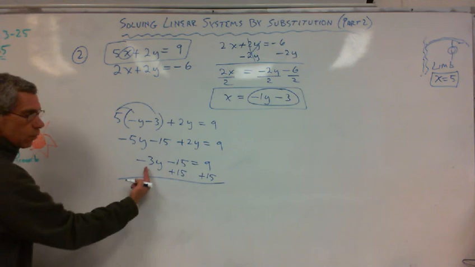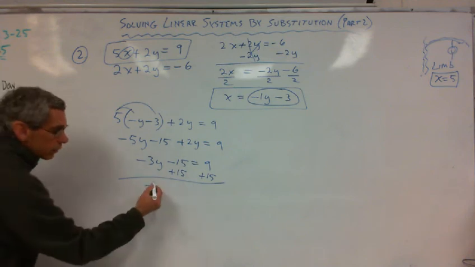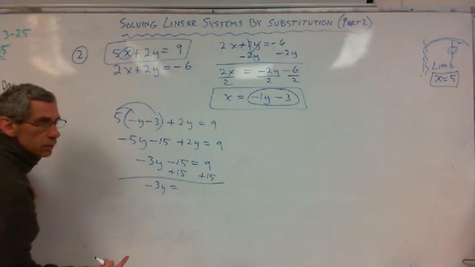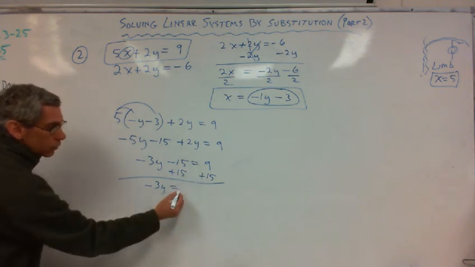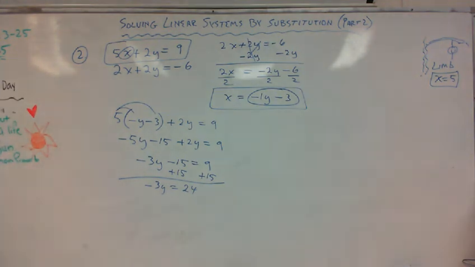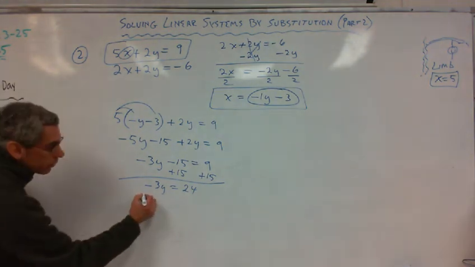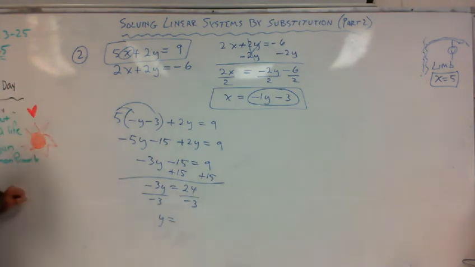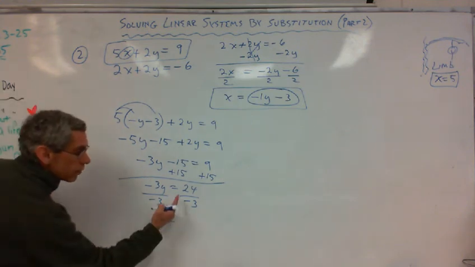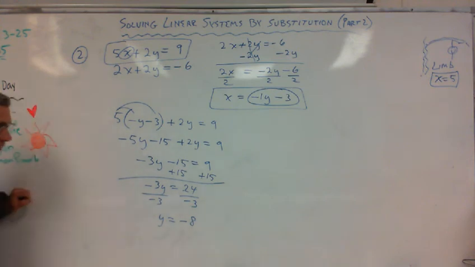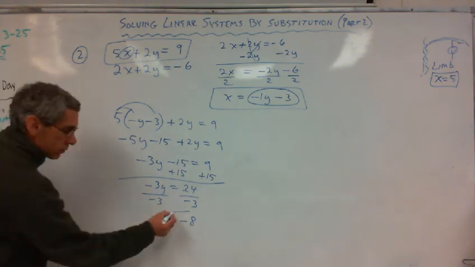So I'm just getting my y's all by themselves. So I have negative 3y is equal to, what's that? Where did you get the negative 3y? 24. Okay. Now what? Divide by negative 3, divide by negative 3, y is equal to negative 8, right? Positive divided by negative is negative, and 24 divided by 3 is 8. Negative 8.